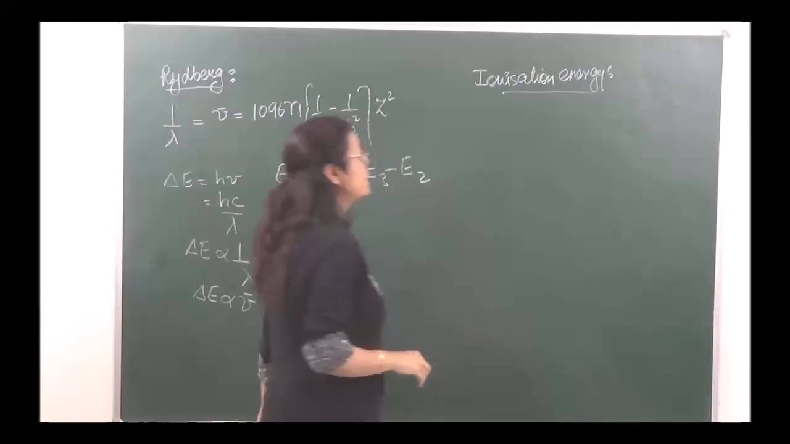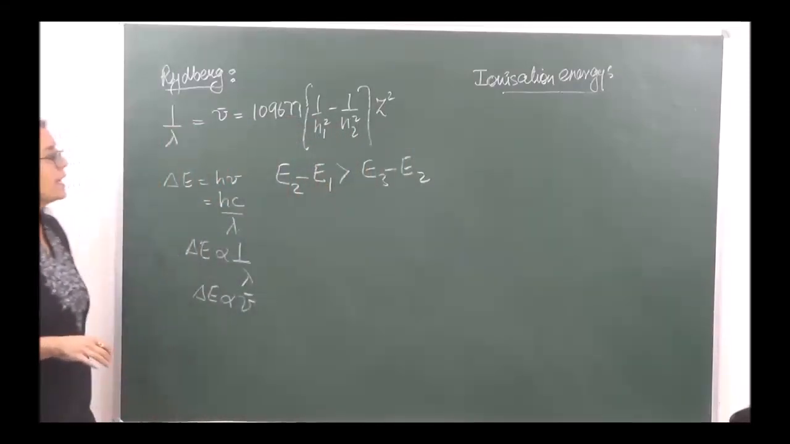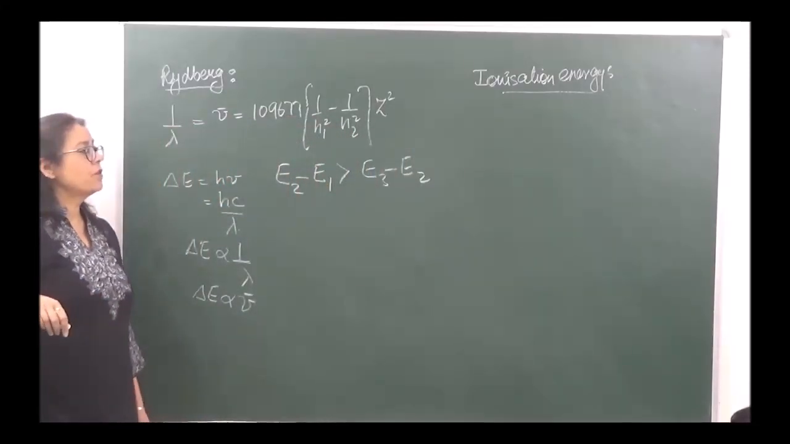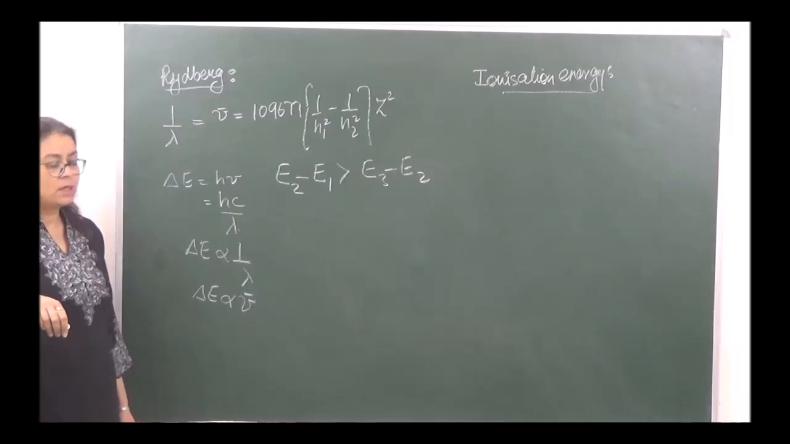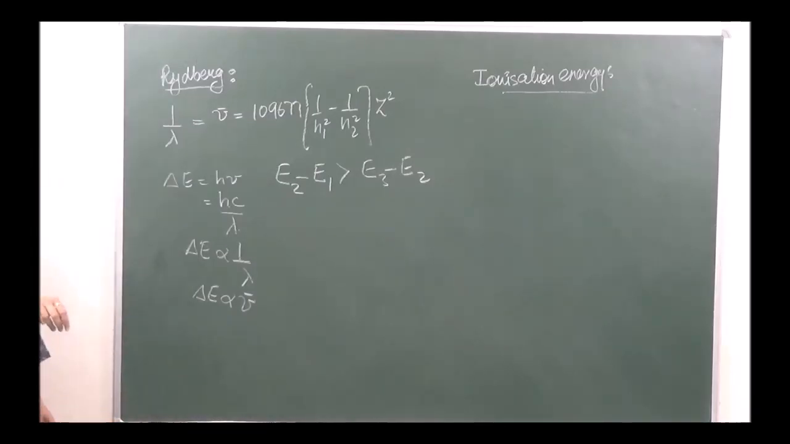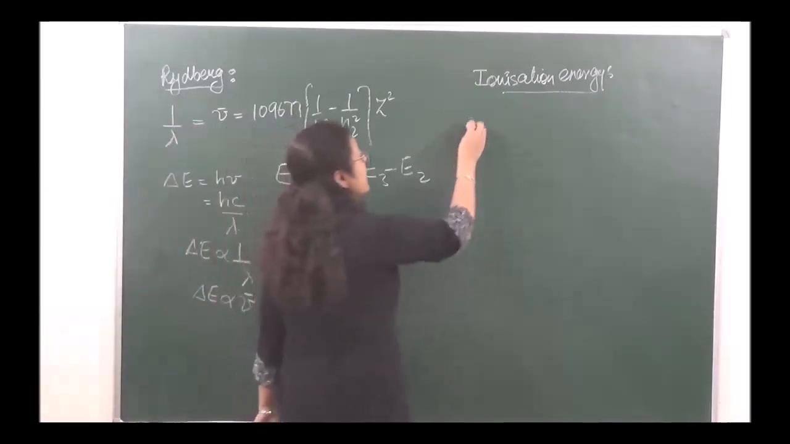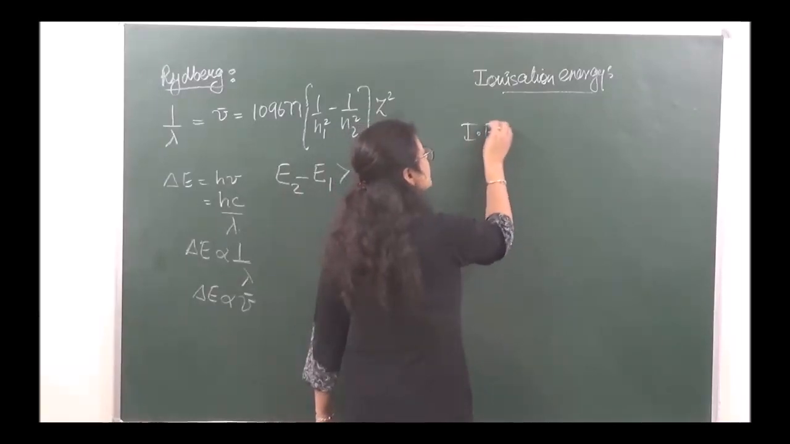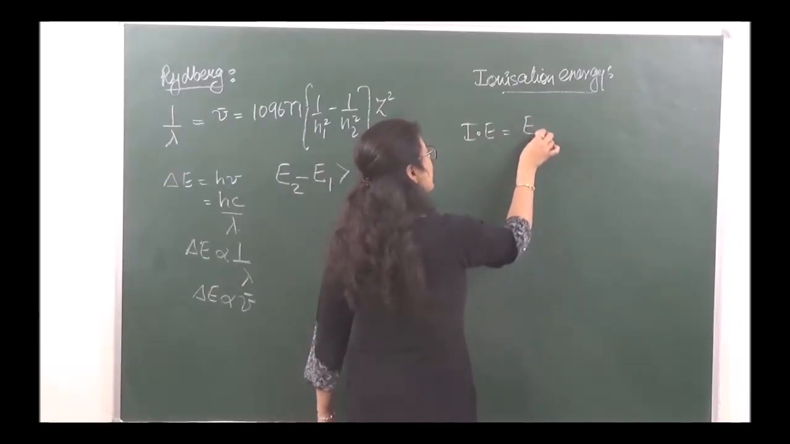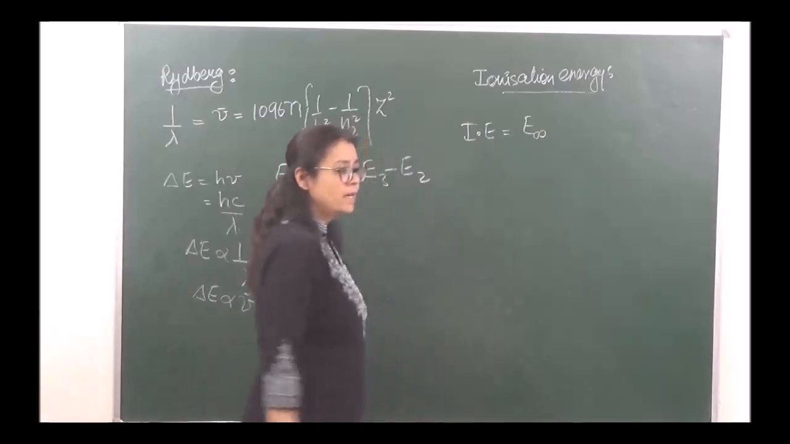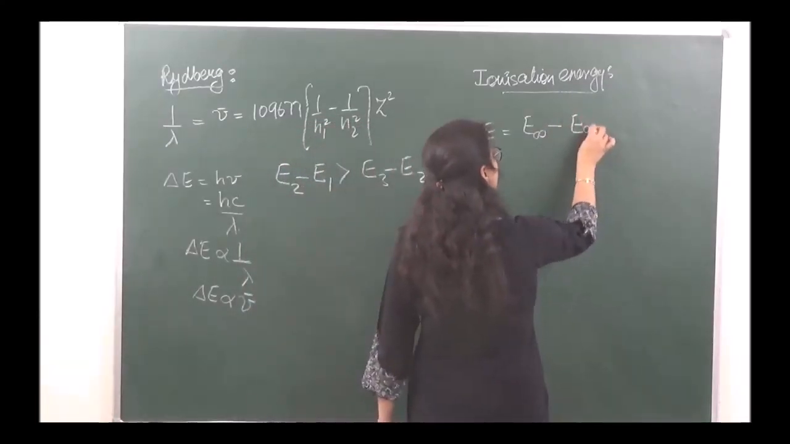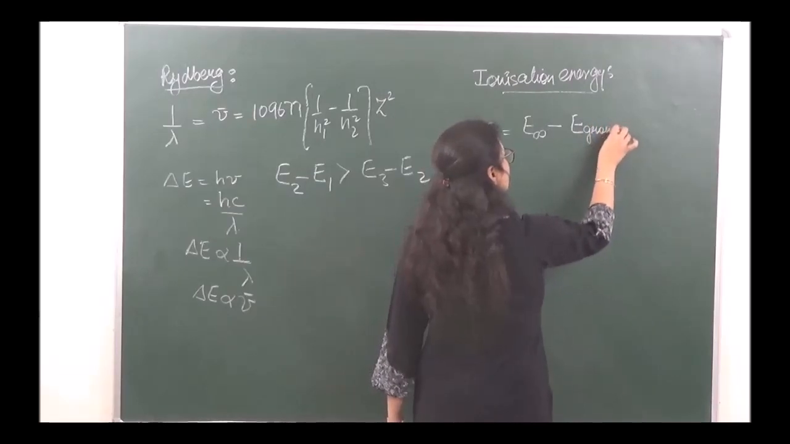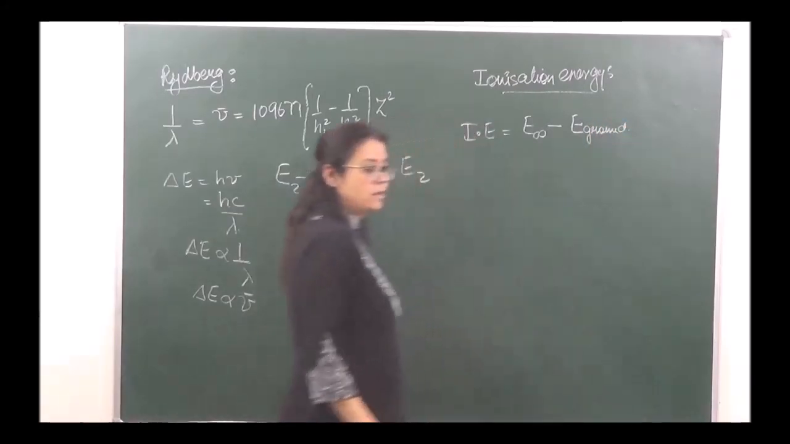Okay. Then the last topic over here is ionization energy. When we are talking of ionization energy, we know that ionization energy is the amount of energy required to remove an electron from any isolated gaseous atom. So ionization energy is equal to the energy of the electron at infinity minus the energy of the electron in the ground level.